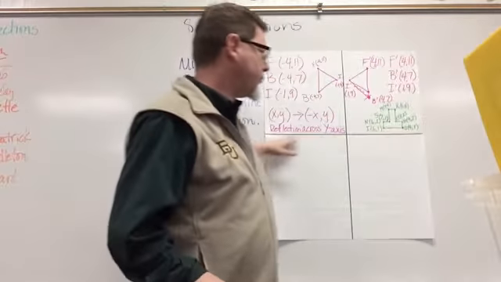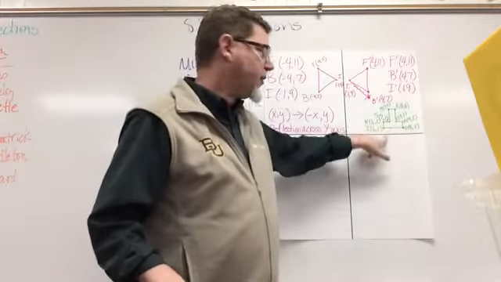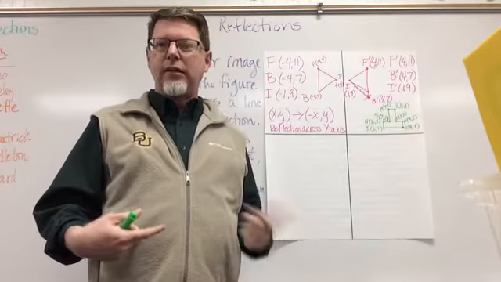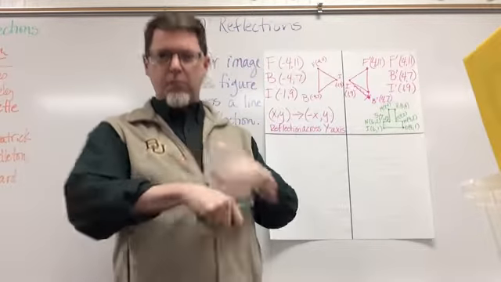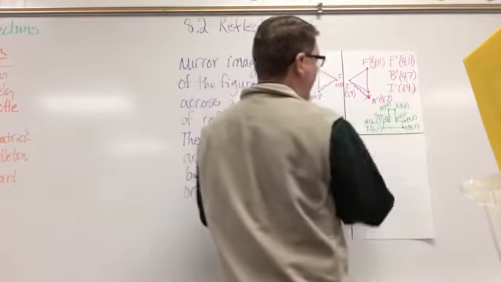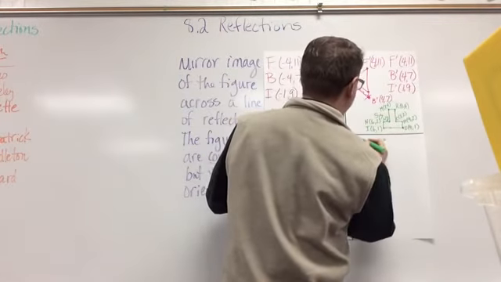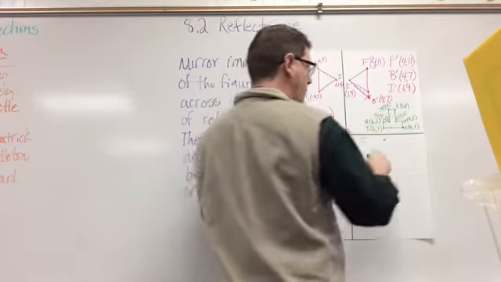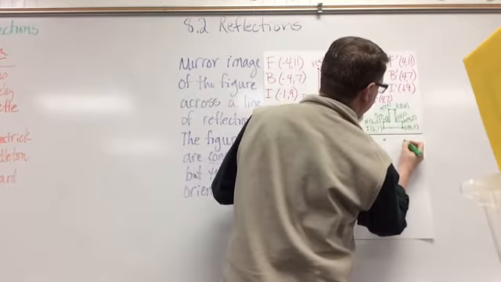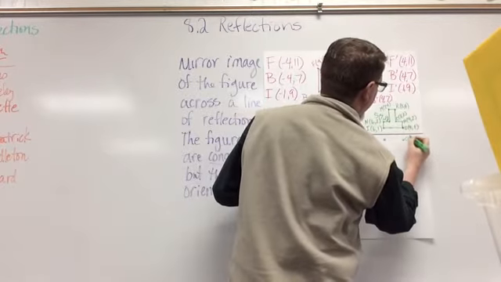So that'll be my line of reflection, and just like I did before, I'm going to count how far away is it from the x-axis, and then that's where I'm going to put it on the other side, okay? So we'll start with the I. I is 1 away, so I'm going to go 1 away, and that's going to be I prime. And then we'll go over here to O. It's 1 away, so that's going to be O prime.